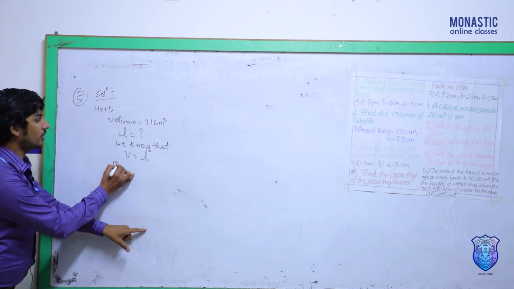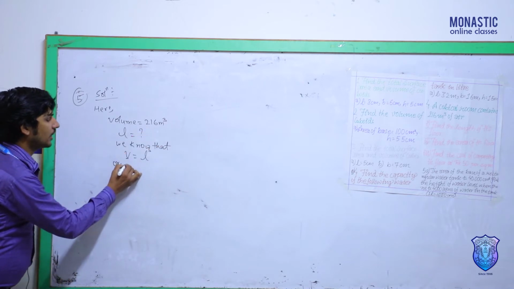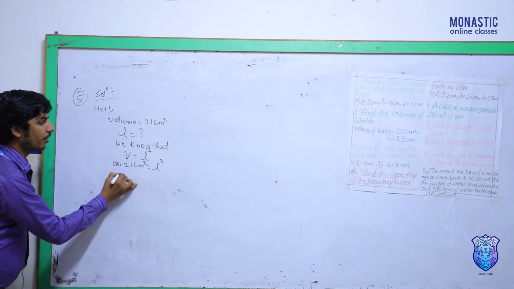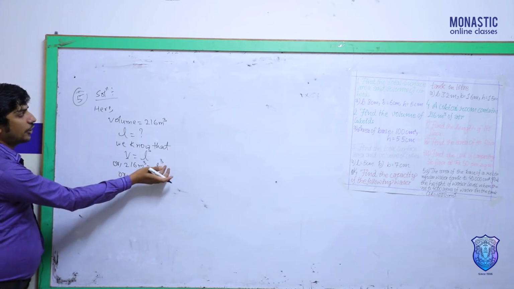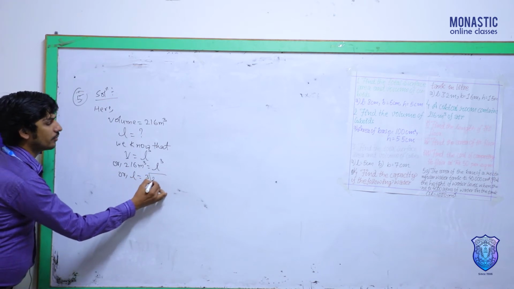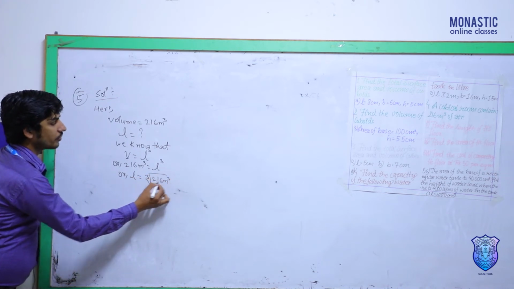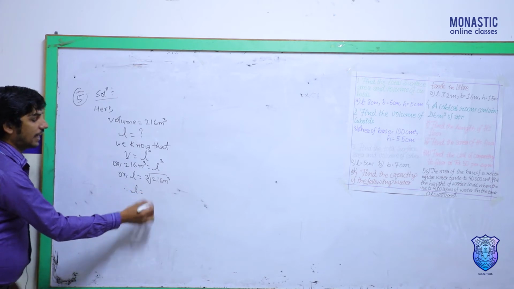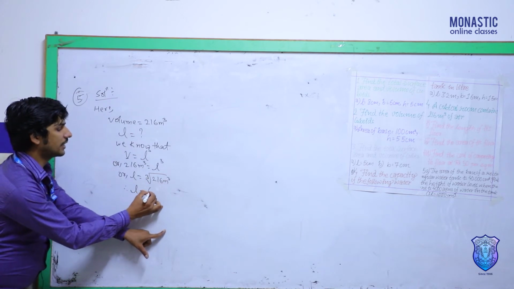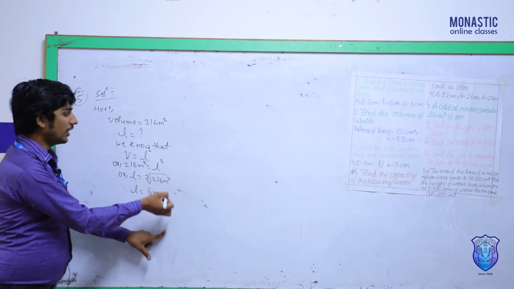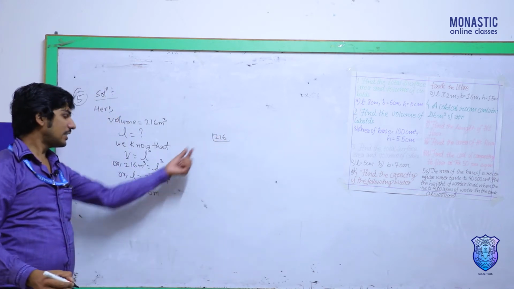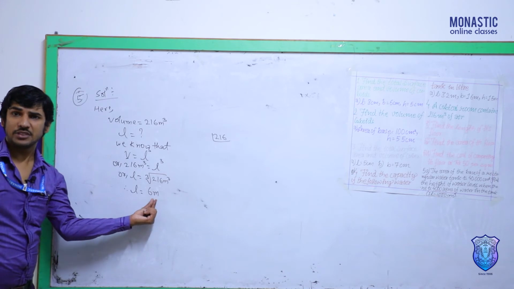Now see, how much volume? 216 cubic meter is equal to L cube. Now when cube goes to this side, it means what? That means cube root. See, and the cube root of 216, how much is coming? Simply you can say that is 6 meter. If you don't know, simply we can factorize like this. After this, easily it will come 6 meter.